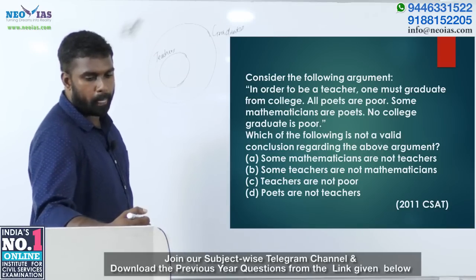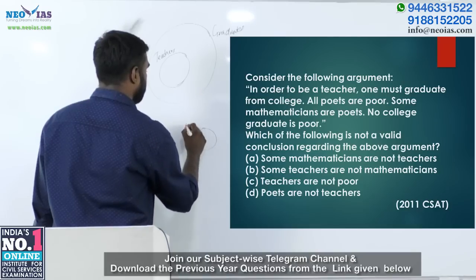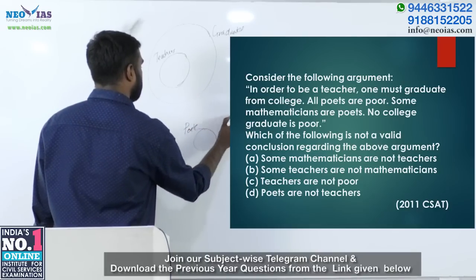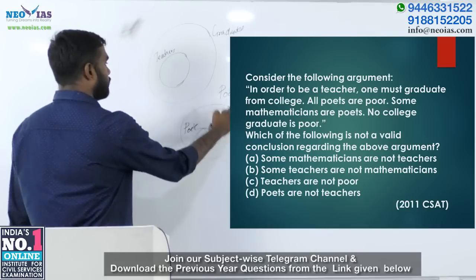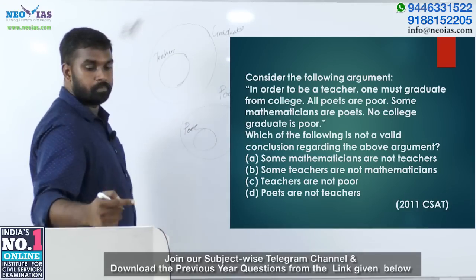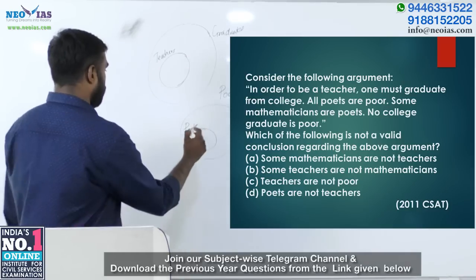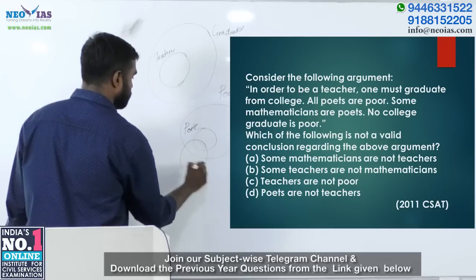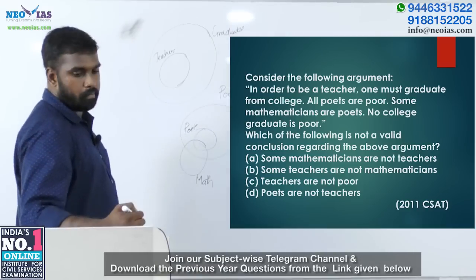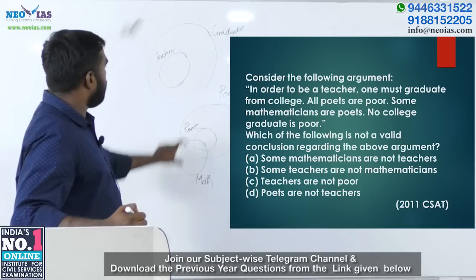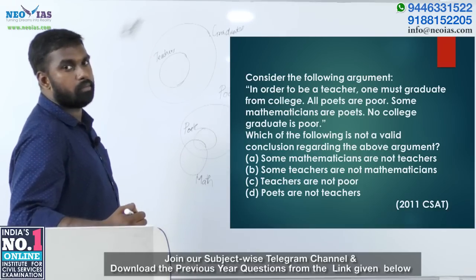Then, all poets are poor. Here this can cross here also, this can limit here also. But they are telling that some mathematicians are poets. Okay. No college graduate is poor. There is no relation between college graduate and poor. No college graduate will be poor.